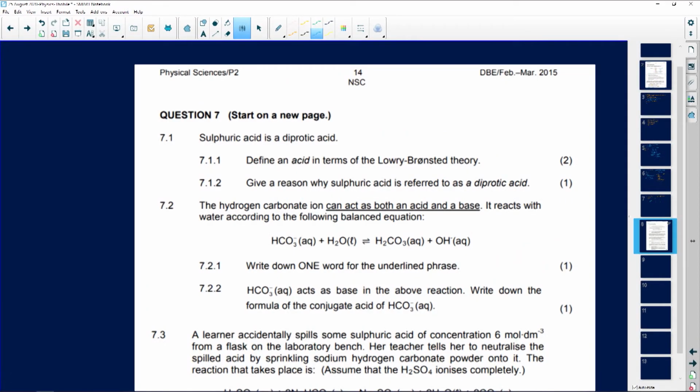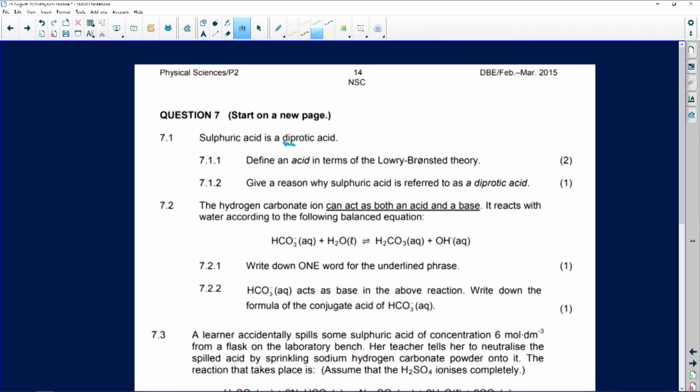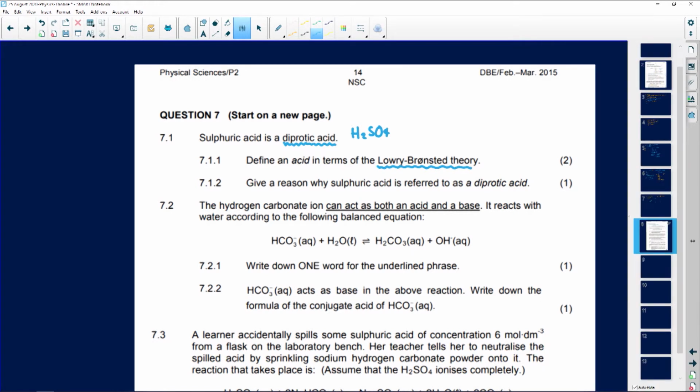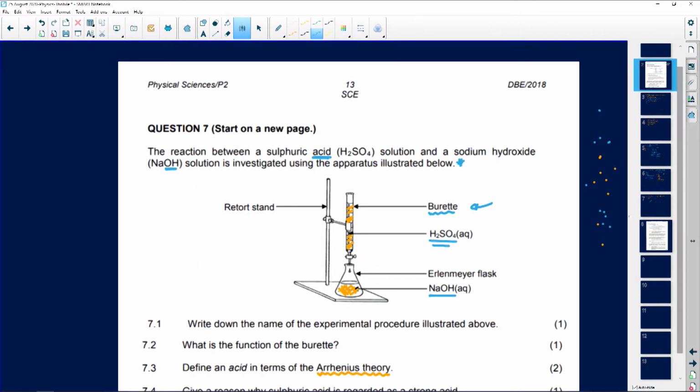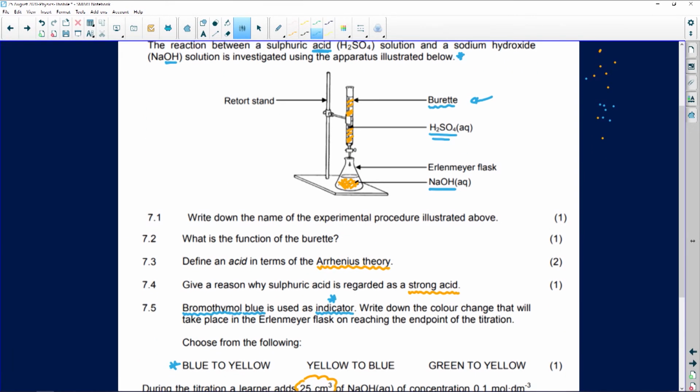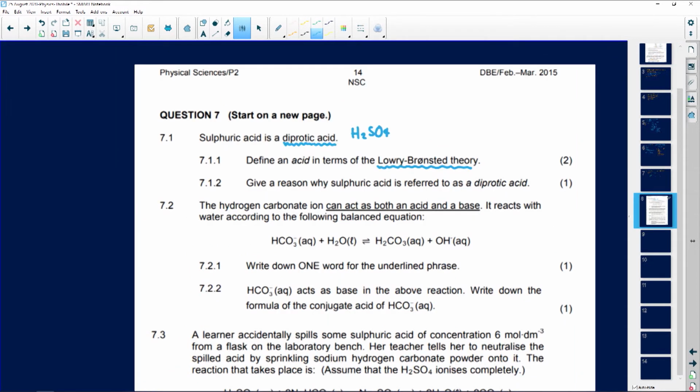7.1 says sulfuric acid is diprotic. Now we know that there are certain terminologies that we use, right? And now it says define an acid in terms of the Lowry-Brønsted theory. Just to look at sulfuric acid again, if you had forgotten how it looks, we've got H2SO4. Now they want us to define an acid according to the Lowry-Brønsted theory. I just want to go back to the earlier question, where they asked us to define an acid according to Arrhenius's theory. So that shows you that you need to know both. They don't always ask both, but you need to know both.